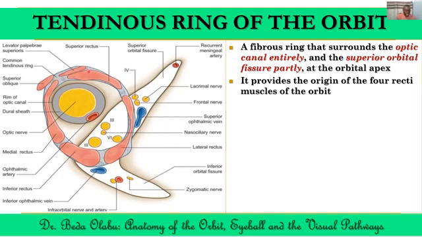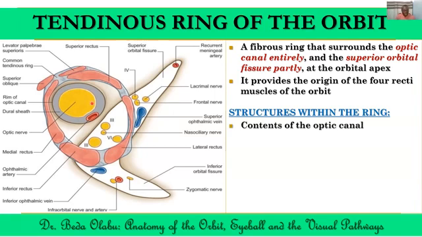Of importance to note is that the tendinous ring encircles the whole of the optic canal and the lower part of the superior orbital fissure. The inferior orbital fissure is not encircled by the ring, and the upper parts of the superior orbital fissure is also not encircled by the tendinous ring. With that in mind, so which structures are within the ring? There'll be contents of the optic canal, which means the optic nerve and the ophthalmic artery.